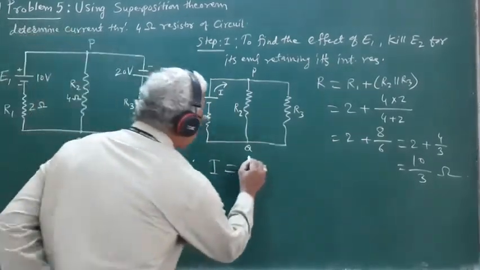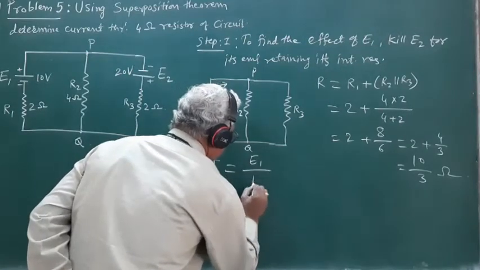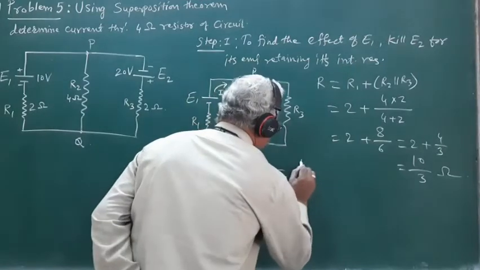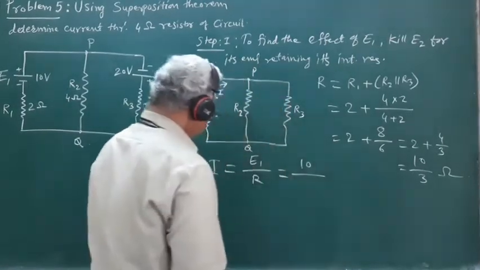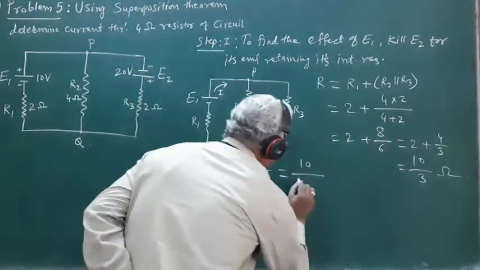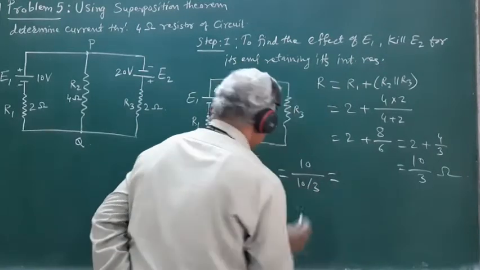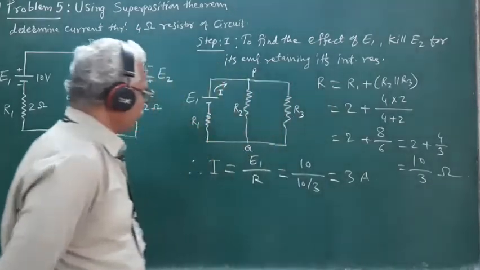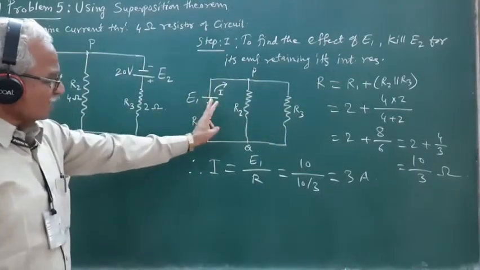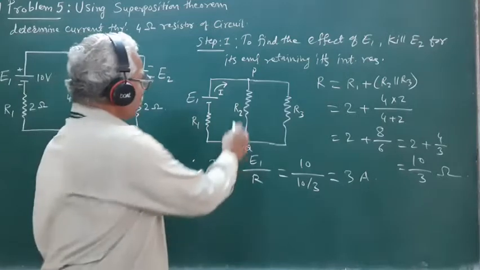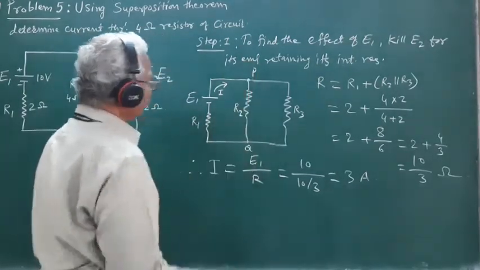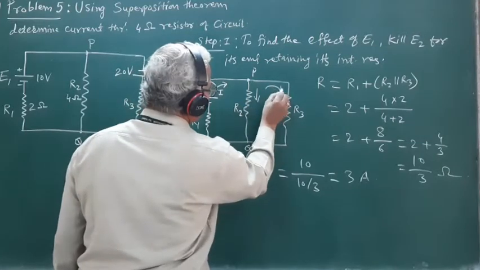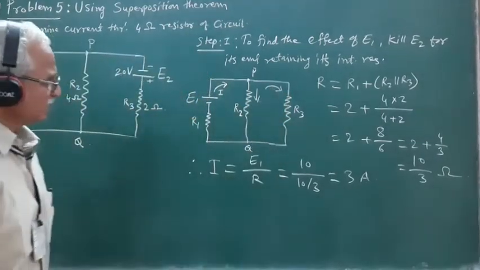So I is equal to E1 upon R. So E1 is 10 volt divided by R is 10 by 3. So the total current drawn from the source is 3 ampere. So then this total current of 3 ampere arrives at the junction P. Certain part of the current flows through R2 and the remaining current flows through R3.